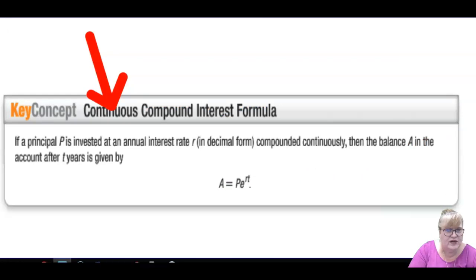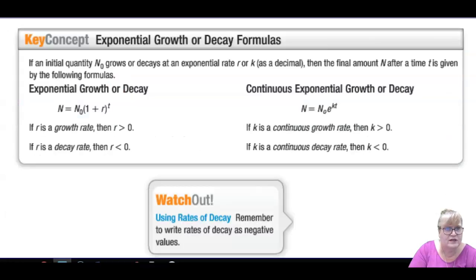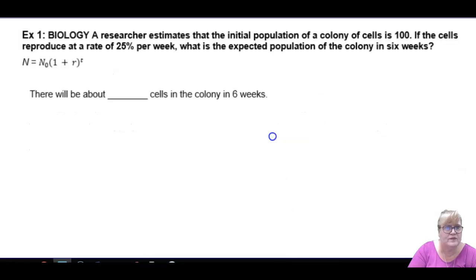And continuous. This is just an extra slide, again, about that PERT formula, we like to call it. And these are just more information about exponential growth and decay. Is it growing at some kind of a growth rate or continuous? You have to have that word continuous to use that formula. All right, here we go.